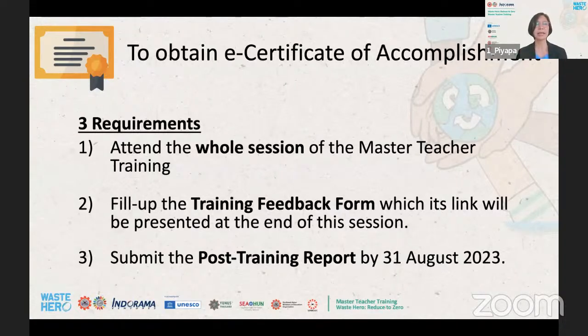The information that you send in the training feedback form, we will use to send the post-training report to you. This is the most important requirement: all the teachers who participate in this program should submit a post-training report to get the e-certificate of accomplishment. And the deadline that we set is the 31st of August, and I hope that this is applicable for the Indonesian teachers.